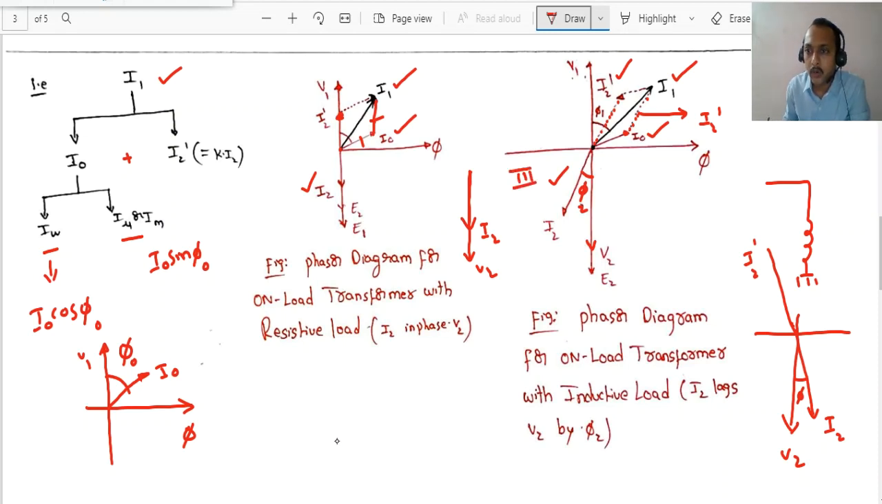If it is a capacitive load, in the fourth quadrant you will get the current. Right? So in this entire discussion, if the load is connected, I1 is equal to I0 plus I2 dash. The value of I2 dash is equal to K times I2. Phi naught is the angle between V1 and I0. If the load is resistive, V2 and I2 will be in phase. If the load is inductive, I2 lags V2 by angle phi 2. Clear? Good. Next.